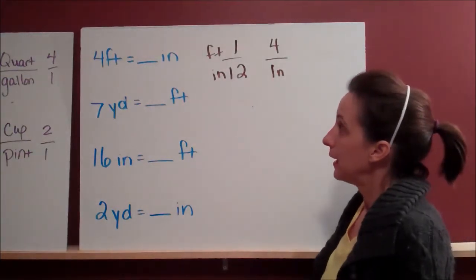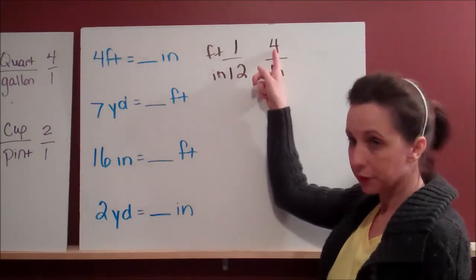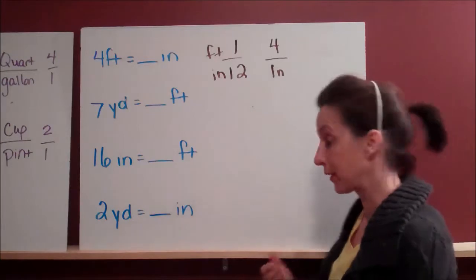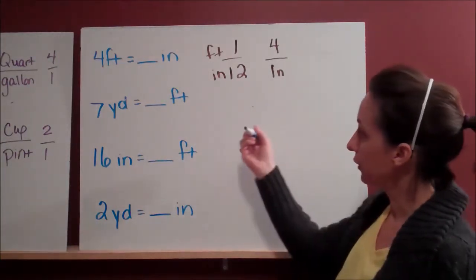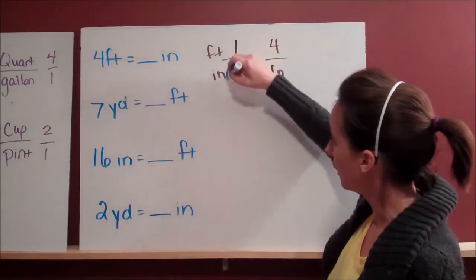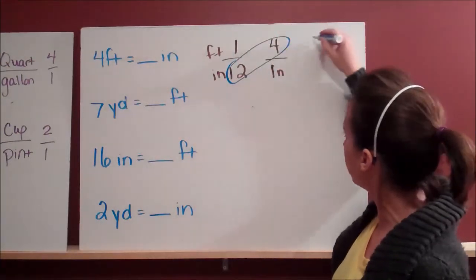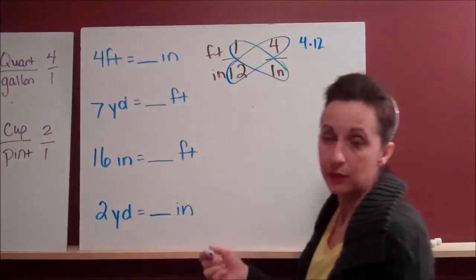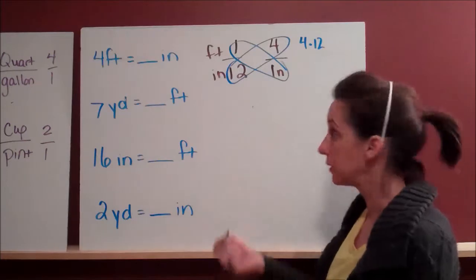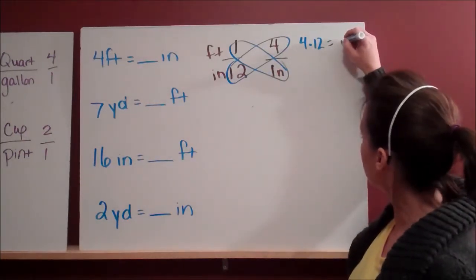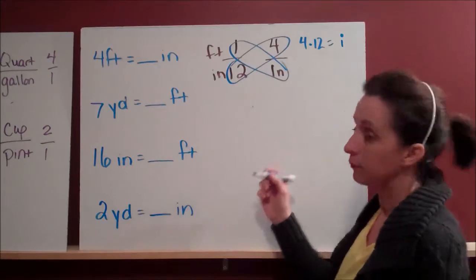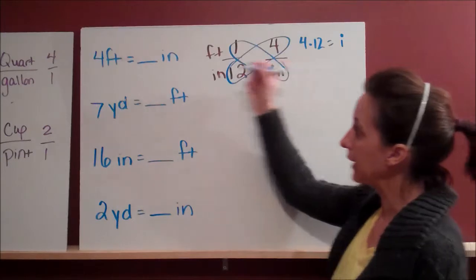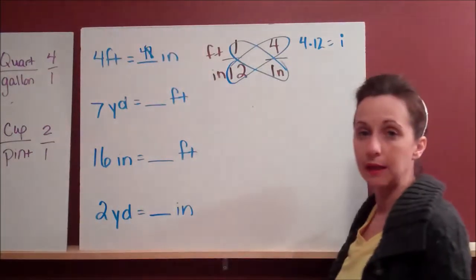So, feet is on the top, so feet is on the top. As long as they match, it doesn't matter which way you write your ratio, but order matters. So now we're going to use our proportions. So this becomes 4 times 12, and 1 times n, or 1 times inches, is inches. So we're going to say equals I for inches, because 1 times anything is itself. And here I have my answer. 48 equals I. That means that this is 48 inches.